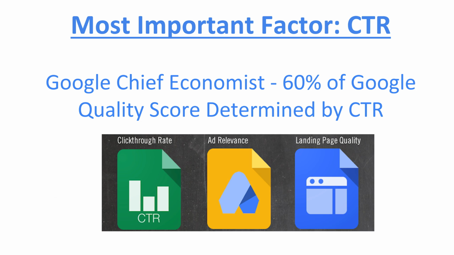Google's chief economist said that 60% of Google's quality score is determined by click-through rate, CTR. What does that mean? That means that the more people are clicking on your ad, Google determines that your ad must be much more relevant. So it's going to rank you higher in the search results. Whereas somebody whose ad is not getting clicked on very often, they're going to start falling in the ranks, even though they're bidding maximum dollar to get those impressions within the Google search results. And that's why people are blowing their budget.